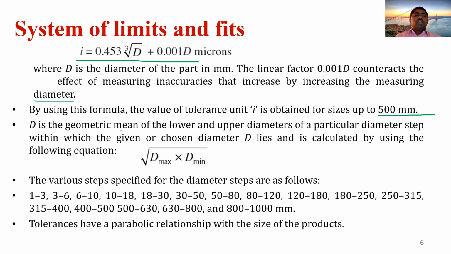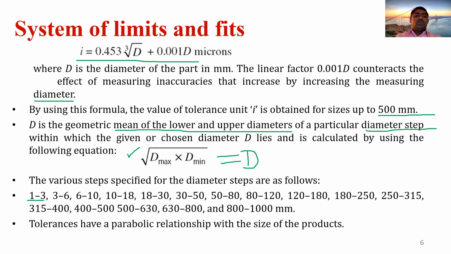Here capital D is the geometric mean of the lower and upper diameters of the diameter step within which the given or chosen diameter lies, and is calculated using this expression: capital D equals the square root of D maximum and D minimum. The various maximum and minimum values are given in the steps.